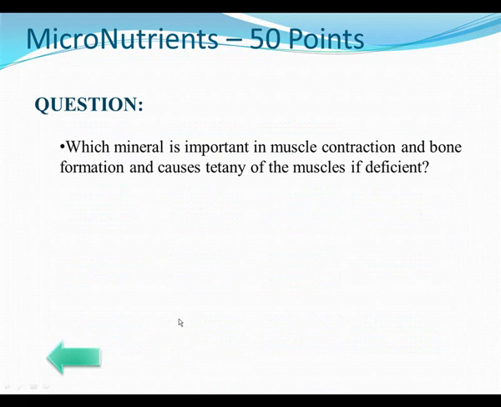Gastritis of some sort. Which mineral is important in muscle contraction and bone formation and causes tetany of the muscles if it's deficient? These are people that have muscle spasms.